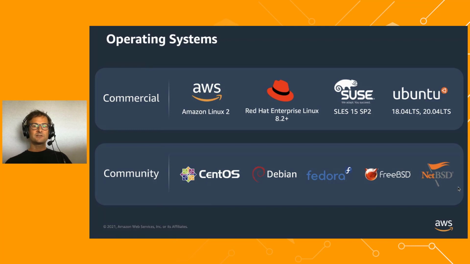If you want to use an open source distribution, CentOS is still an option, starting from version 8.2. Debian has good support for Graviton instances. You can use Fedora, and you can even use one of the open source Unices like FreeBSD or NetBSD. There's a wonderful community behind those operating systems, and they're perfectly supported.